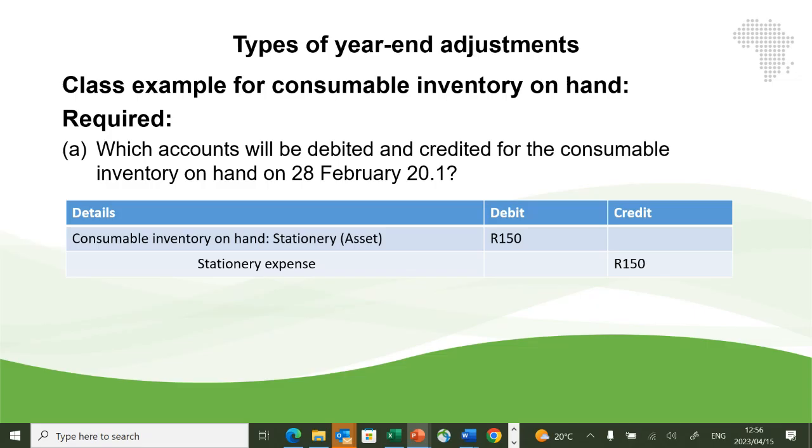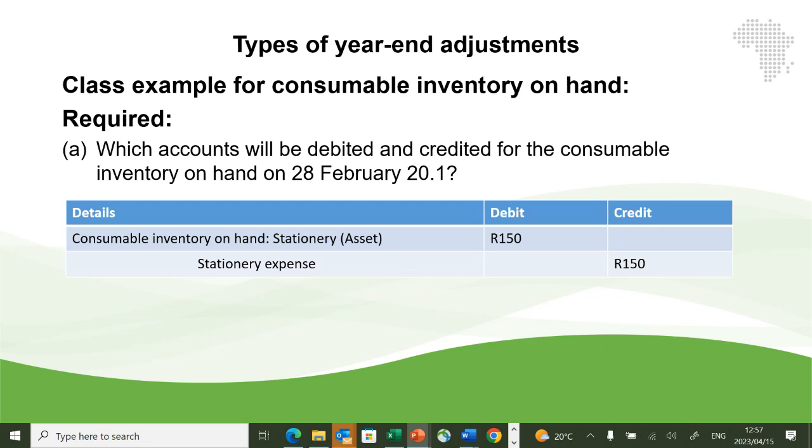Because initially we debited the stationery expense and credited bank, but now we know that 150 of the stationery was never used. So we now need to credit the stationery expense so that we reduce that 500 by how much? By 150. So we are crediting the stationery expense. But what are we going to debit? The consumable inventory on hand, which is our stationery.